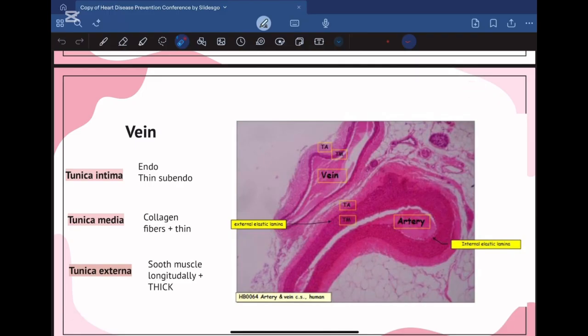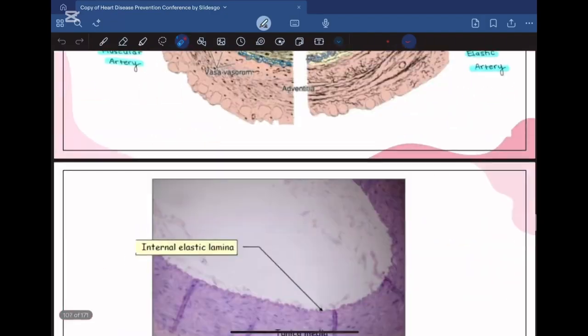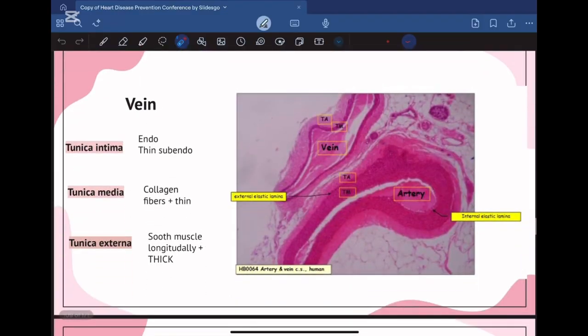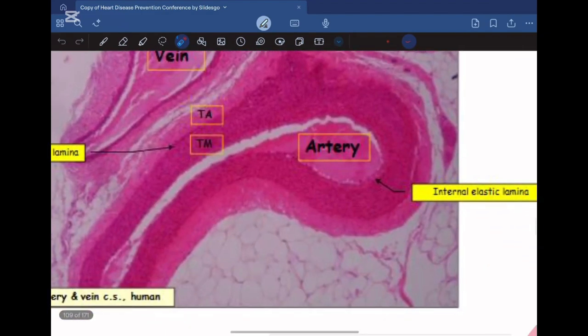Here we can appreciate that in the tunica media collagen fibers are present. Okay. As for the arteries, where were the collagen fibers more present? In the adventitia, which is the external layer. So it is the same thing, the external adventitia. Here you can see the vein. Okay, see how the tunica adventitia is very thick. But here in the artery, the tunica media is the thickest layer.